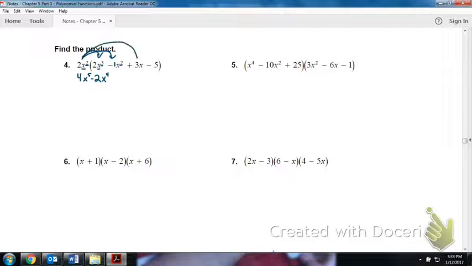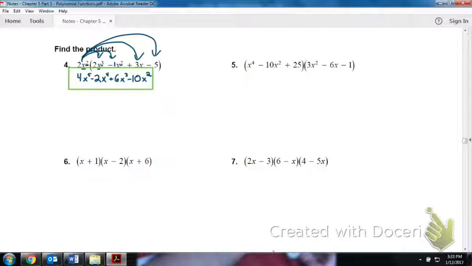Then we'll do the 3x. 2 times 3 is 6. X squared times x is x to the 3rd. And last but not least, 2x squared times negative 5. 2 times negative 5 is negative 10. X times, well, there isn't an x there, so it just kind of carries along. And that is your answer.